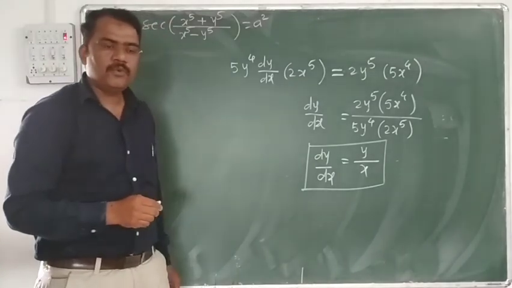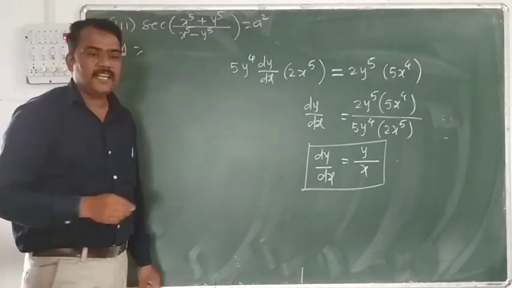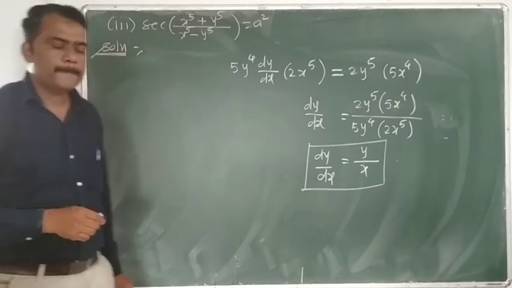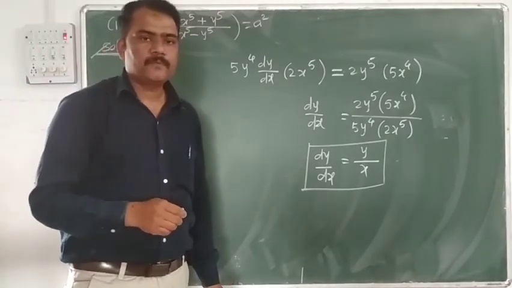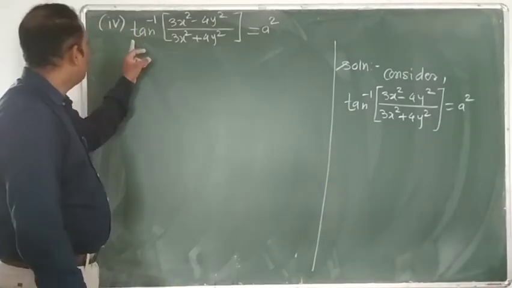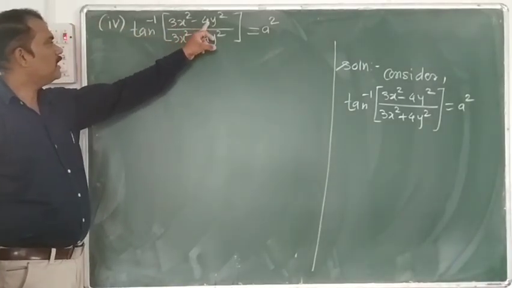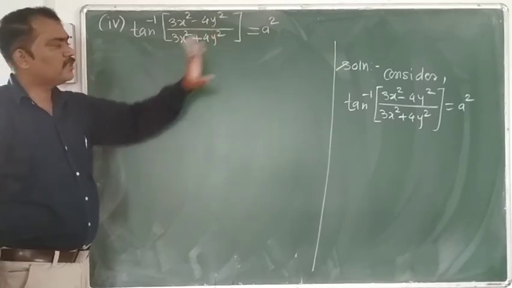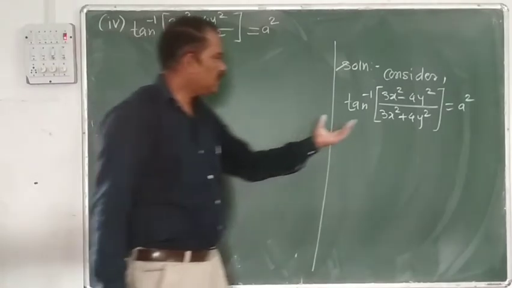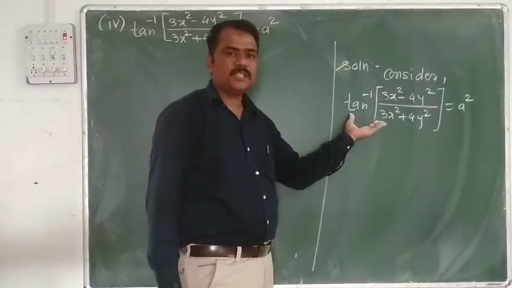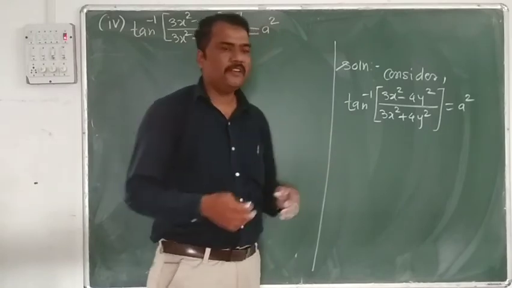Hence proved. Now we have to discuss the next example, that is example number 4. Tan inverse of (3x square minus 4y square divided by 3x square plus 4y square) is equal to a square. We have to consider this given function as it is. This is also an implicit function because we cannot separate x and y.